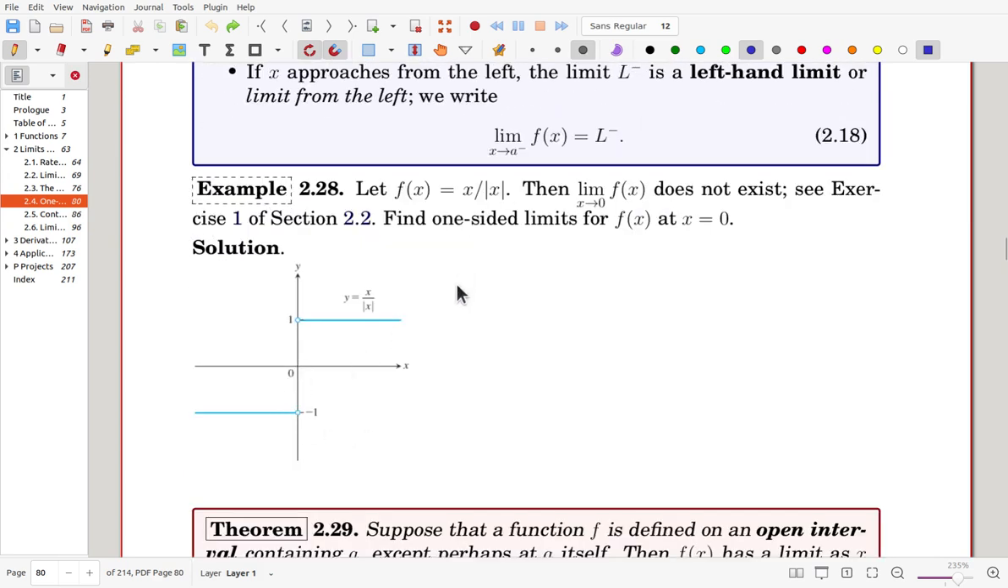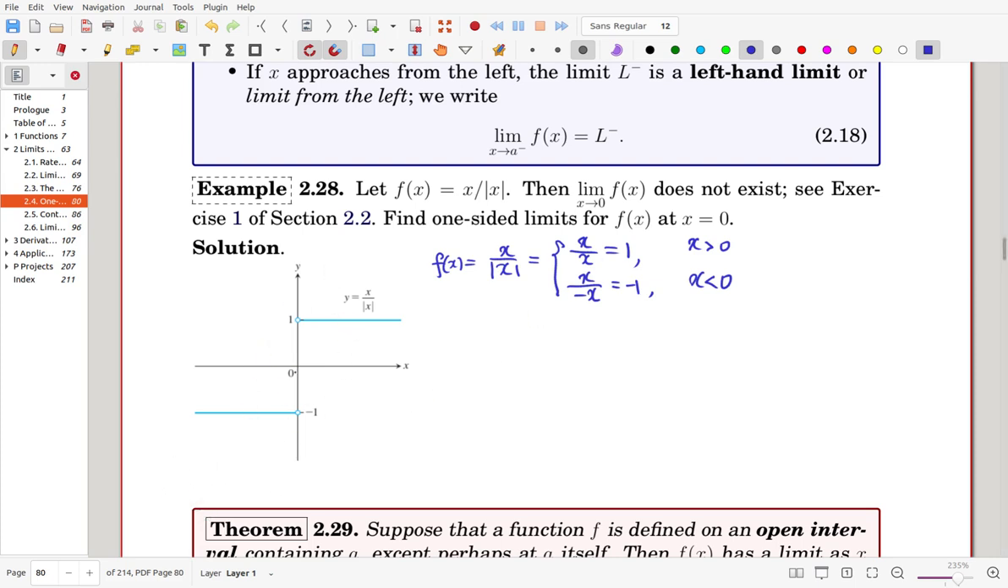Let's see this example. Earlier we solved this problem, where f(x) is given as x over the absolute value of x. If x is positive, then x over absolute value of x is the same as x over x, which is 1. Once x is negative, then x over absolute value of x is the same as x over minus x, so that will be minus 1. So the graph of the function is given here.